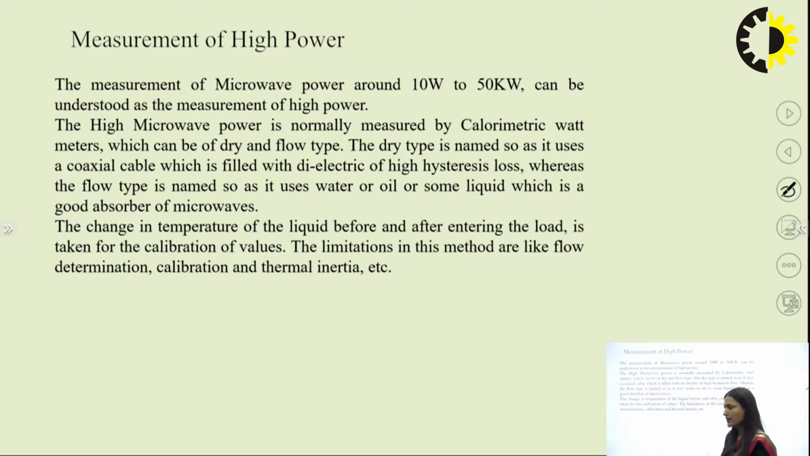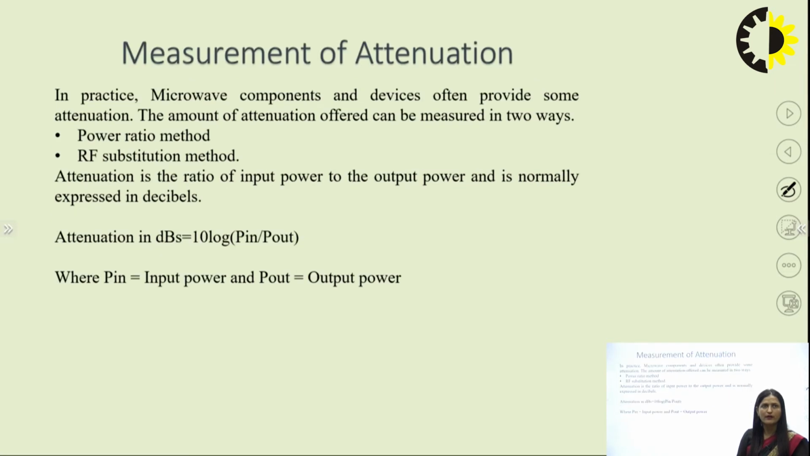Reading is coming in the form of voltage, and there is one ammeter also connected. From this voltage and current we will find out the power, right? So the voltage and current combination will give you the power.